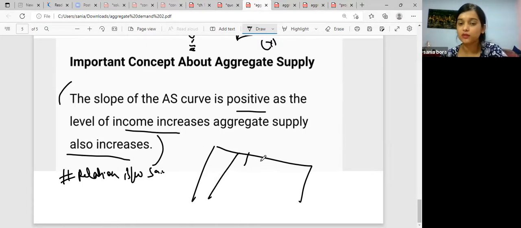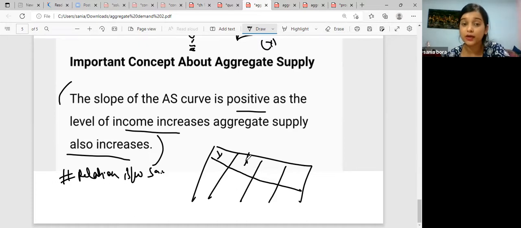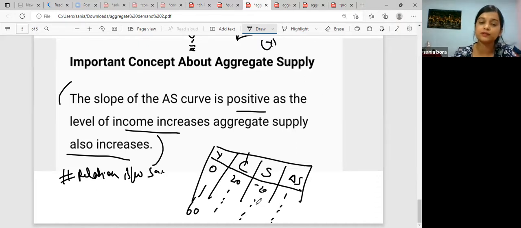Okay, so the first column, second column, and third column. First will be your income, second will be your consumption, third will be your savings, and last will be your AS. So your income will start from 0, 10, 20 like this till 60 you have to make. And your consumption will start from 20. You have to make it on your own. Minus 20, you have to make it on AS. You can find it out. Clear? Okay. So quickly draw it and let me know once you are done.